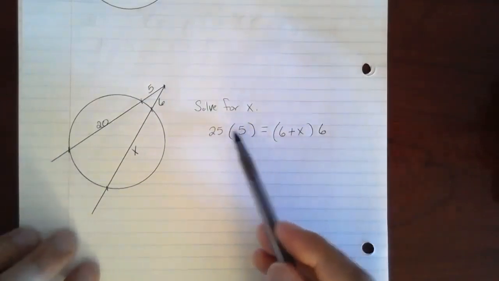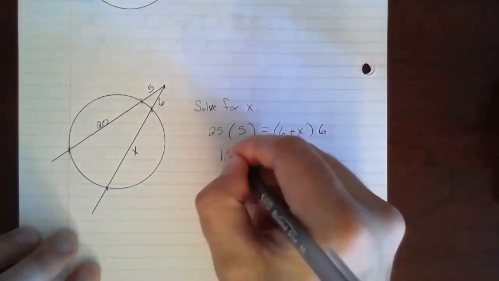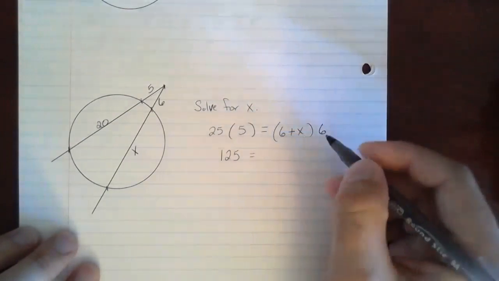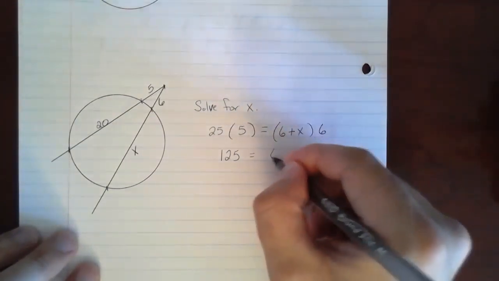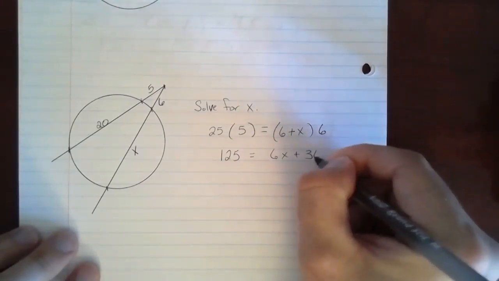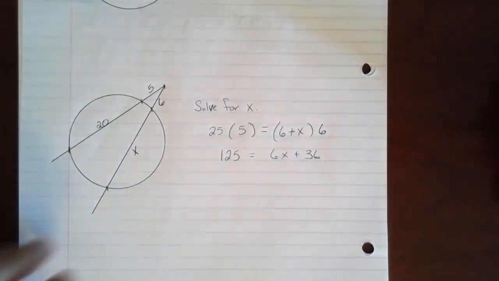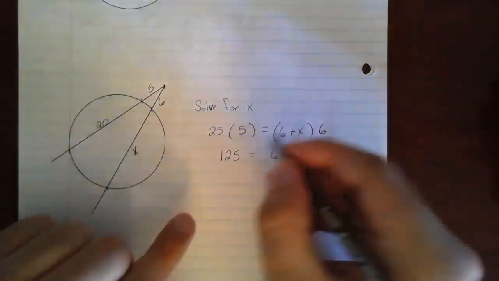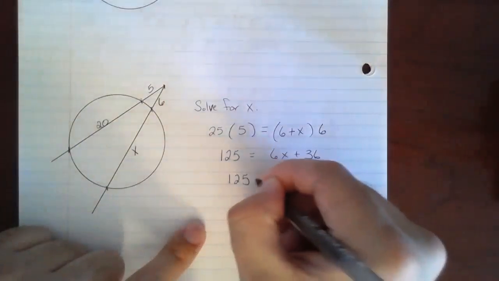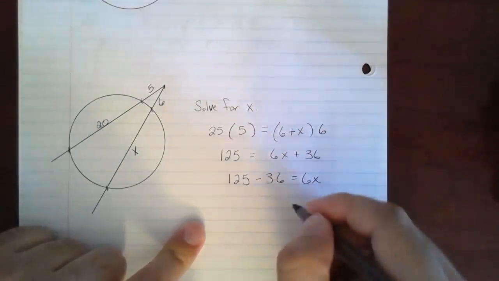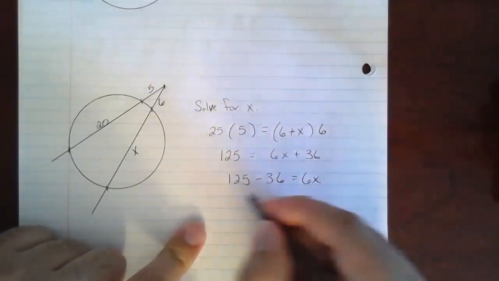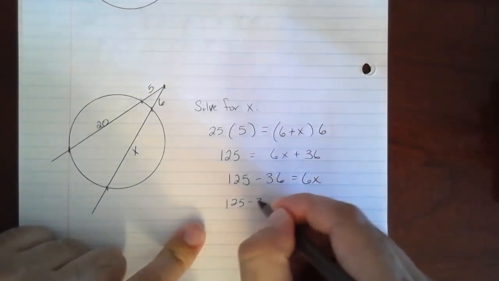From there, well, we know 5 times 25 is 125. And then here we can do a little bit of distributive property stuff. So 6 times x is 6x. And 6 times 6 is 36. And then from here, this is a two-step equation. We're going to do 125 minus the 36 equals 6x. And then we're going to divide both sides by 6.